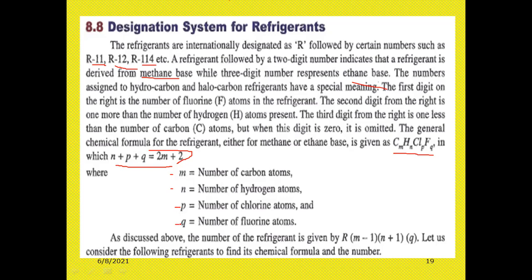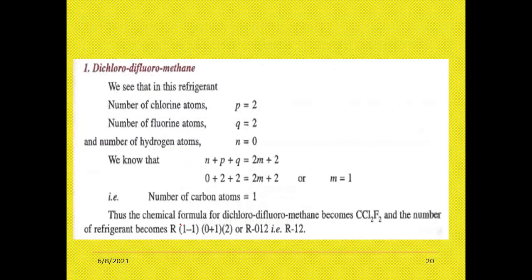Let us consider the following refrigerants to find the chemical formula and the number. Here is just an example of how a refrigerant can be designated. For example, if you take the refrigerant with two chlorine atoms, the number of chlorine atoms p is equal to 2, the number of fluorine atoms q is equal to 2, and the number of hydrogen atoms n is equal to 0.